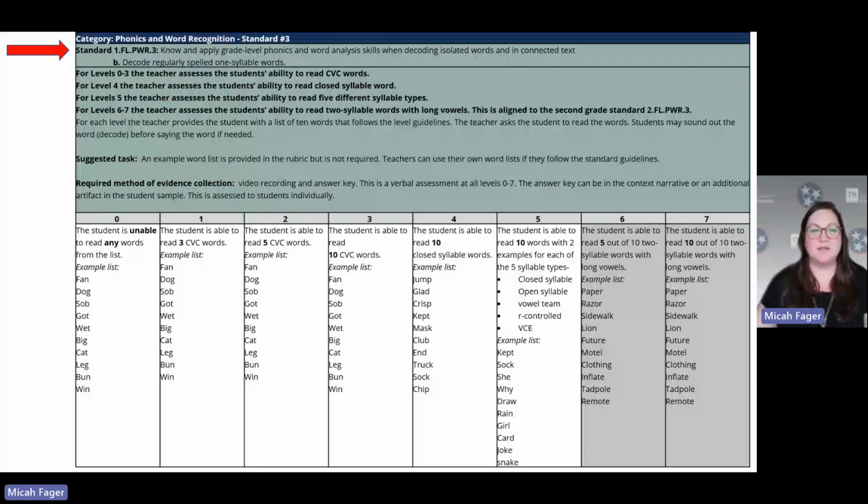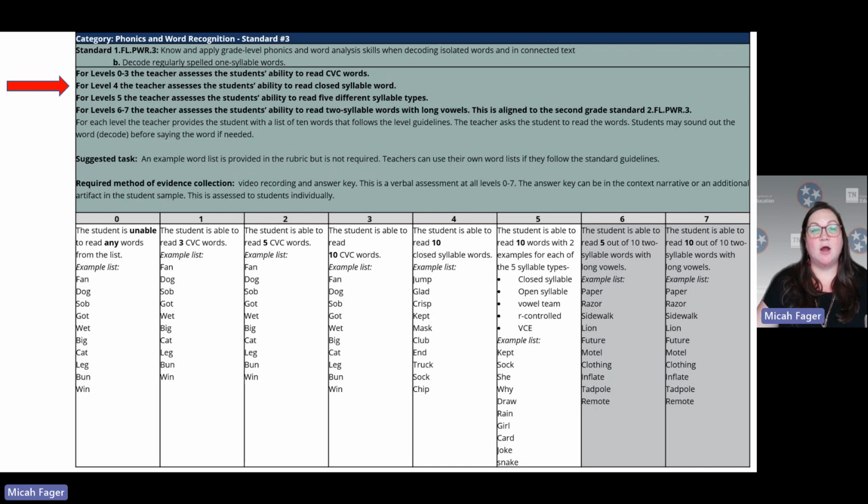This is the portfolio rubric guidance for the first grade standard 1.FL.PWR.3. Students know and apply grade level phonics and word analysis skills when decoding isolated words and in connected text. The assessments for this standard are focused on B, decode regularly spelled one syllable words.